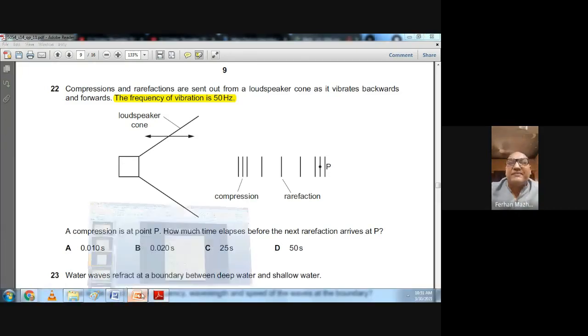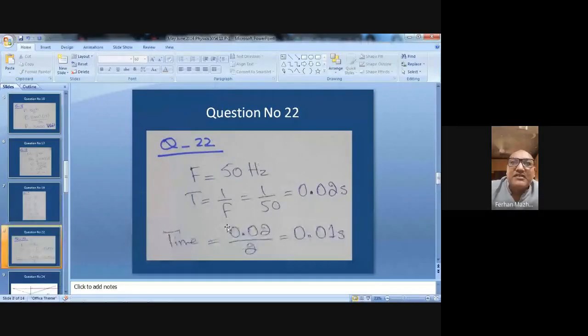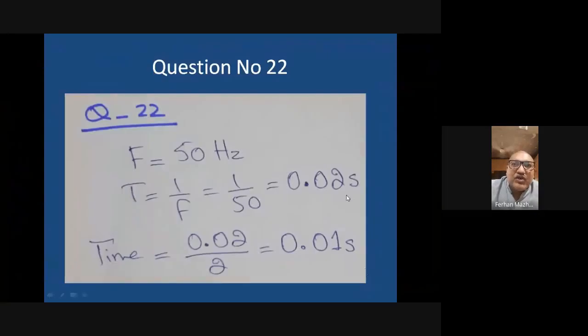I've done this on a paper. Let me show you my work. So you see the frequency is 50 hertz, so I can find out the time period. T equals 1 by f equals 1 by 50 equals 0.02 seconds. One time period means the time that elapses when the next rarefaction will arrive after one rarefaction.